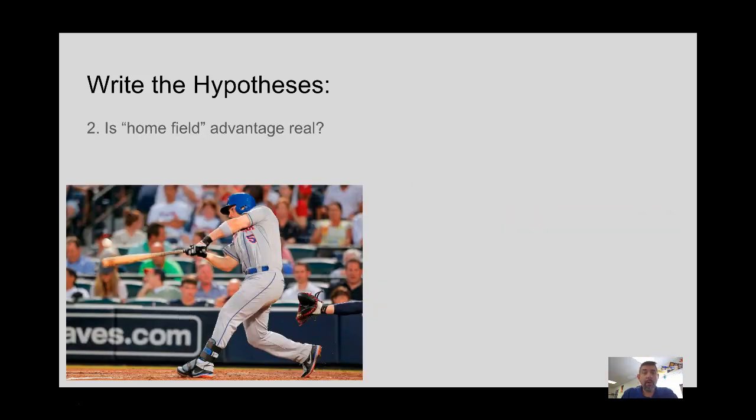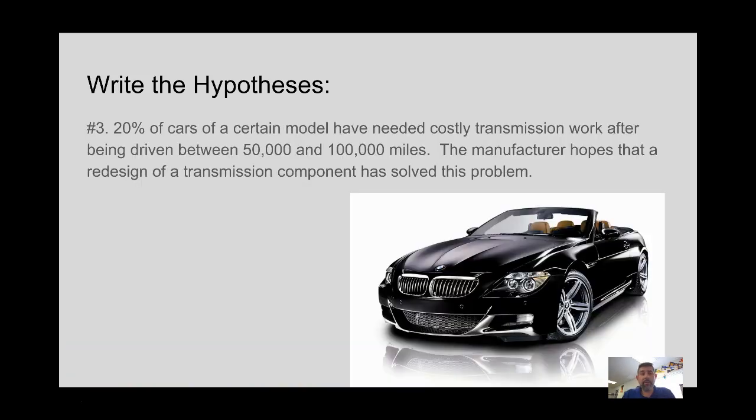So is home field advantage real? Well, home field advantage would be real if our proportion of wins was greater than 50%. Because if it's 50%, then the wins and losses are the same. I don't have any special advantage of being at home. So my null hypothesis would be that p is equal to 0.5, and my alternative hypothesis would be that p is greater than 0.5. Let's take a look at another one.